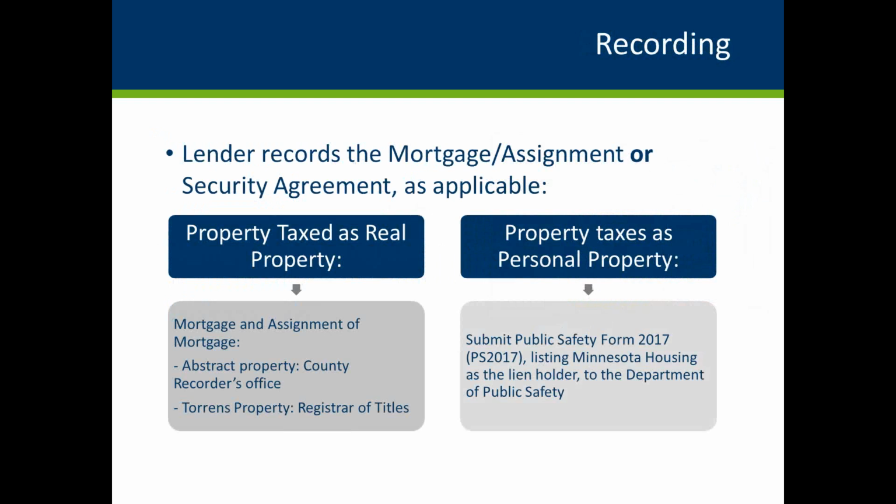Immediately after the loan is funded, you will need to record the security agreement. For properties taxed as real property, the mortgage and assignment of mortgage will be recorded with the county recorder's office if it is an abstract property, or the registrar of titles if it is Torrens. Refer to the legal description of the property to determine whether it is an abstract or Torrens property. For a mobile home taxed as personal property, submit PS 2017 listing Minnesota Housing as the lien holder to the Department of Public Safety.